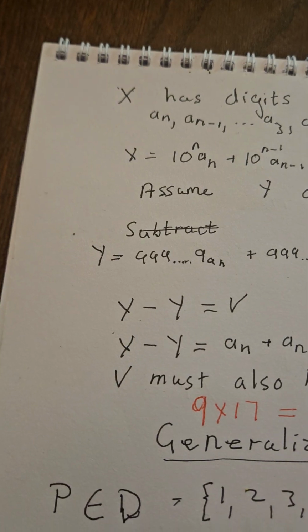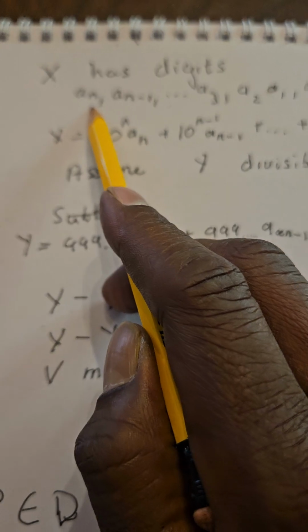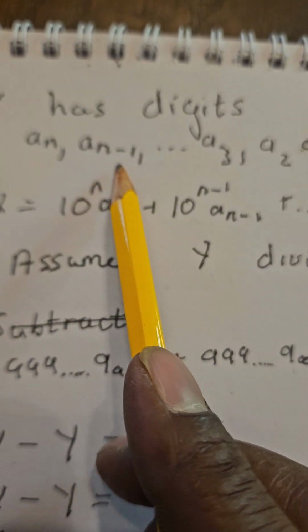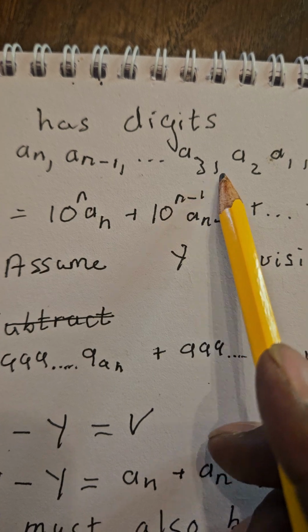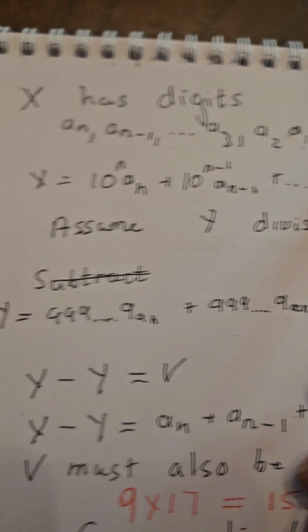Take the simple proof that a number is divisible by 9 if and only if the sum of its digits is divisible by 9. To prove this must hold with all other numbers of the same nature. The proof is as follows. We have a whole number x. Our x has digits an minus 1, a3, a2, a1, and a0.